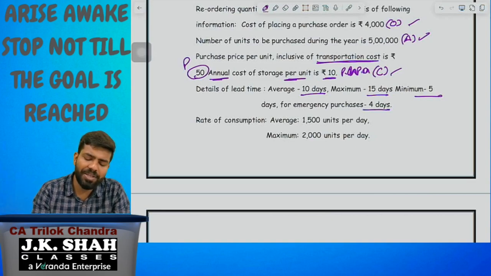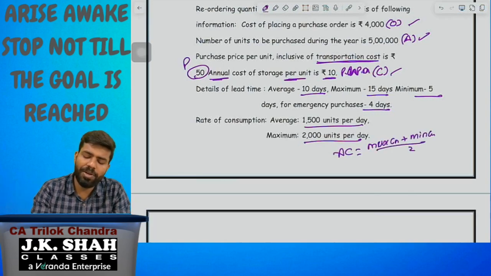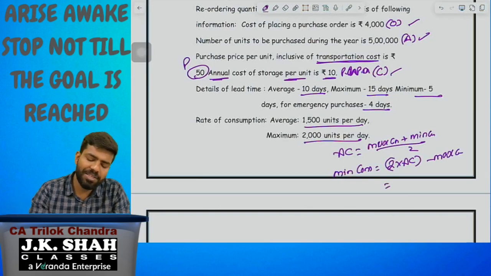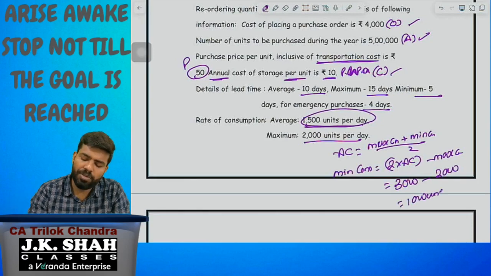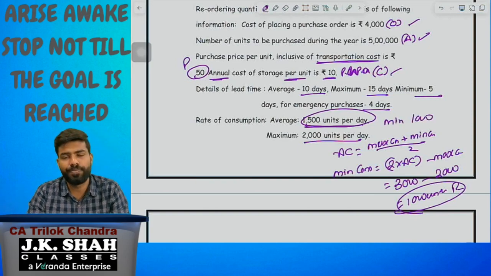Rate of consumption: average 1500 units per day, maximum 2000 units per day. Here what is missing is minimum consumption. So average consumption equals maximum consumption plus minimum consumption divided by 2. Now we need to calculate minimum consumption. So minimum consumption equals 2 into average consumption minus maximum consumption. 2 into average consumption is 1500 into 2, that is 3000, minus maximum consumption 2000, which equals 1000 units per day. So the minimum consumption is 1000 units.